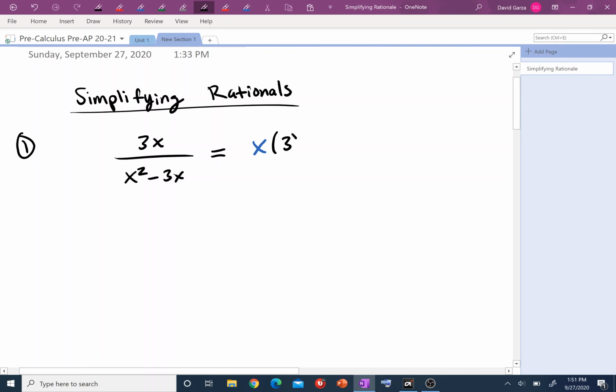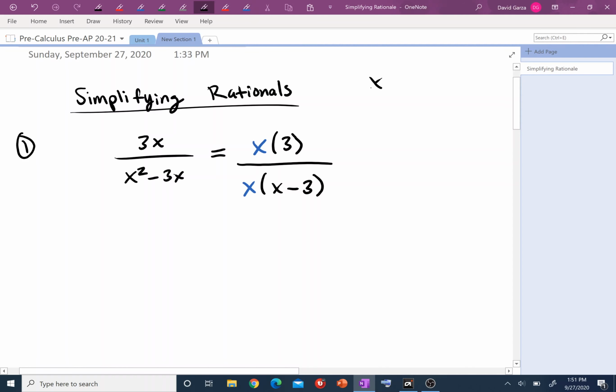And right now it might not seem obvious why I'm doing that, but at the bottom we have x to the second power minus 3x. So we can factor out an x like this, right? So x times something gives me x to the second power, so that's x. And then x times something gives me 3x, or in this case, minus 3x. So minus 3.